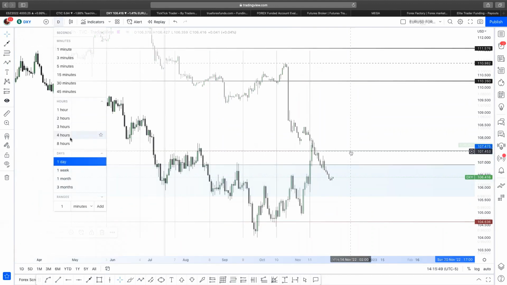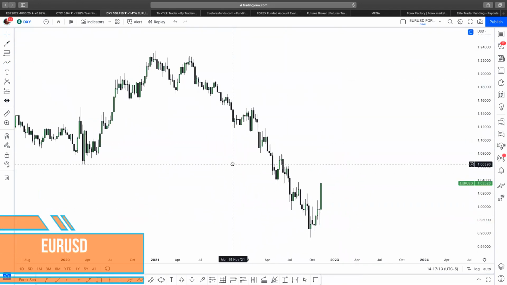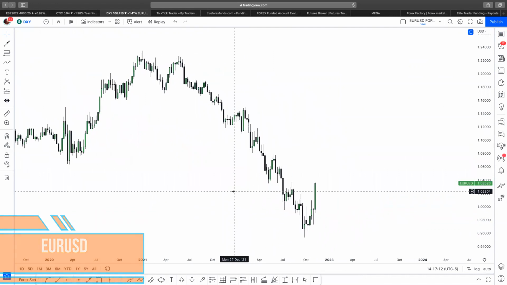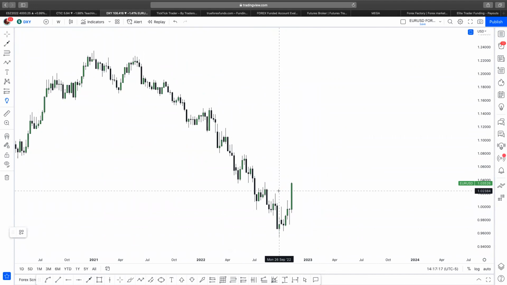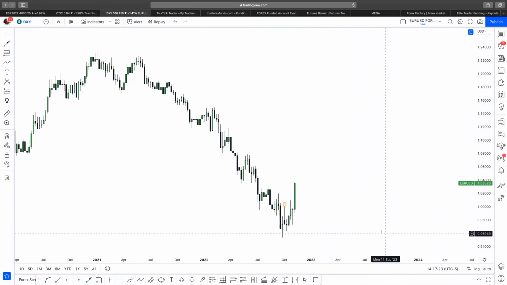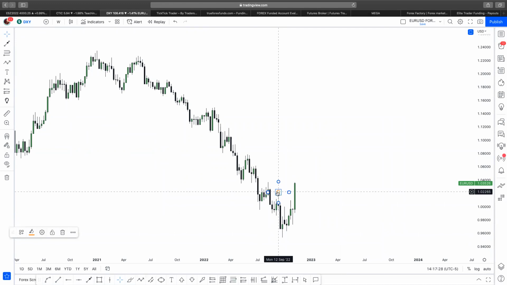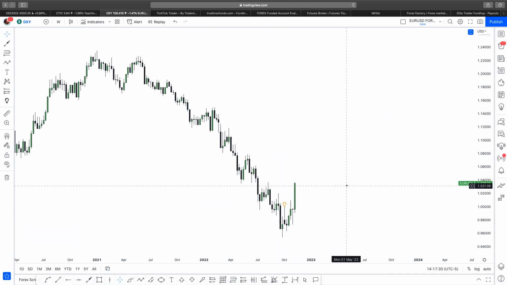All right, so here we are in the Euro USD. Amazing, right? How quick it just switched up. So here's the question: is this a shift or is this the shift? Is this the market structure shift or is this the market structure shift? I think it's that first one. It is the first one. Yep.